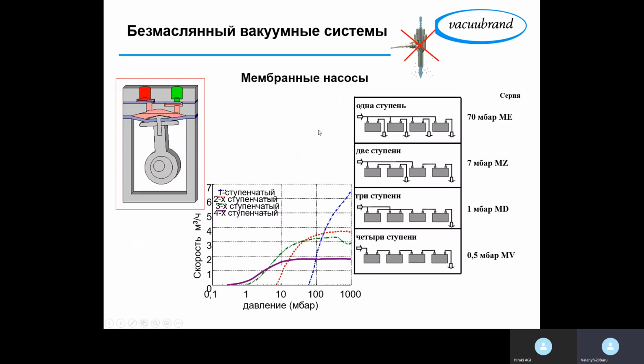Now going further to the description of the pumps. We'll start with the membrane pump, as this is one of the main types of pumps that is used with the reaction systems or manufactured by Asahi or any other manufacturer. So how does it work? Actually, it is a pretty simple item.